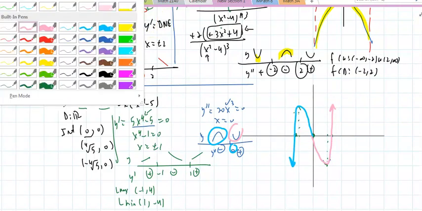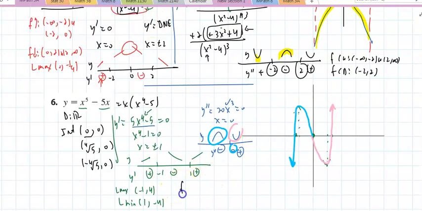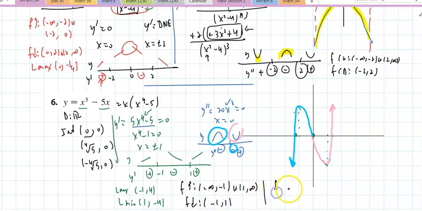And of course, I do have time. I could say all of those now. F is increasing from -infinity to -1, union with 1 to infinity. F is decreasing from -1 to 1. F is concaving up from 0 to infinity. And F is concaving down from -infinity to 0. We do have an inflection point at the point 0, 0. And there it is.